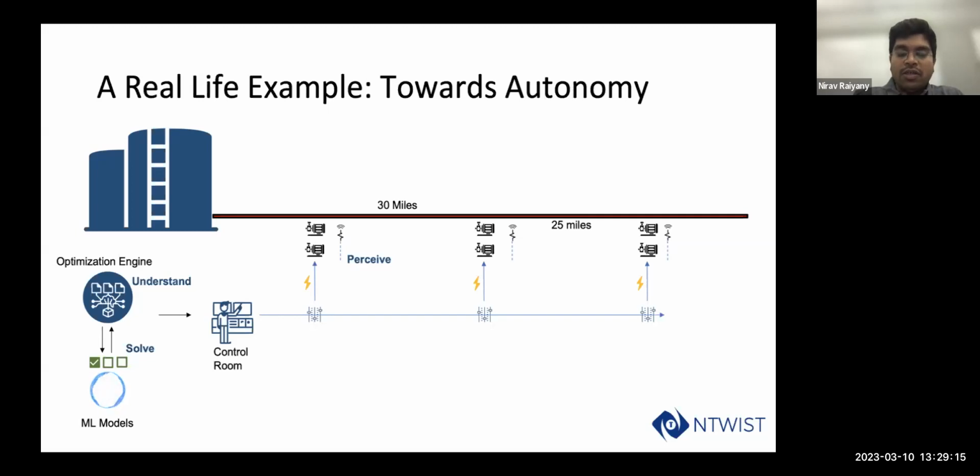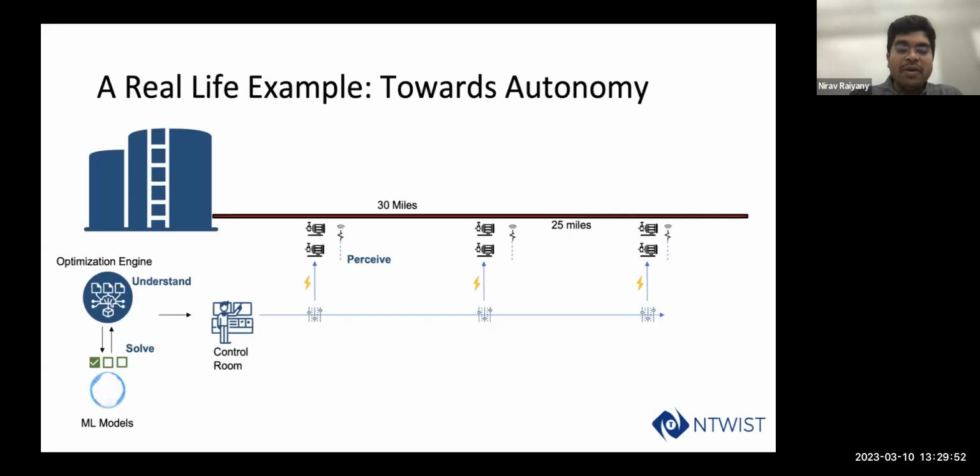So first you would perceive, then it would go to this optimization engine, which would try to understand. What it understands is the present condition of my line, and it would also know your business goals. That means the flow rate that you want to achieve, along with other things. Then it would try thousands of permutations and combinations and run them through machine learning models, which would tell the optimization how the line would respond to each of these options.